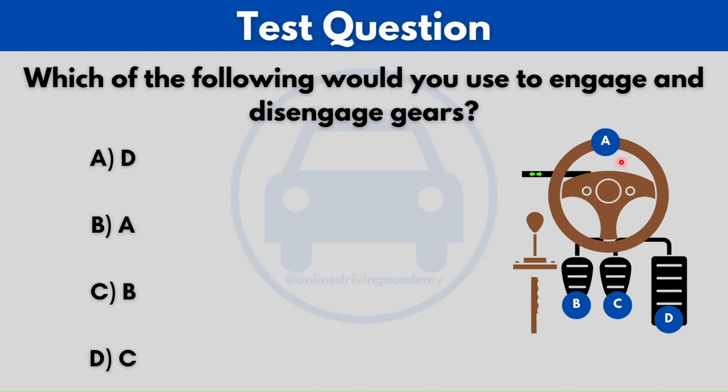Is it letter A, which is a steering wheel? Is it letter B, C, or D? Obviously, we said it is a pedal all the way to the left, and that is labeled as B. So we have to look for the option that includes the letter B. And we can see option C has that letter. Therefore, option C would be your correct answer.